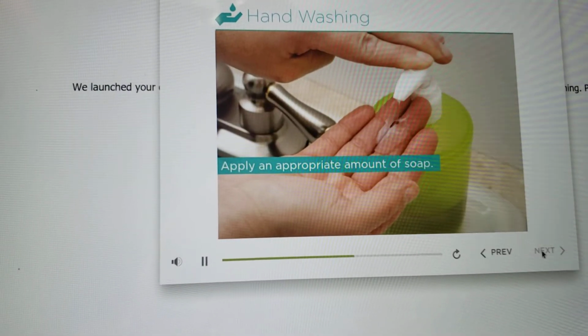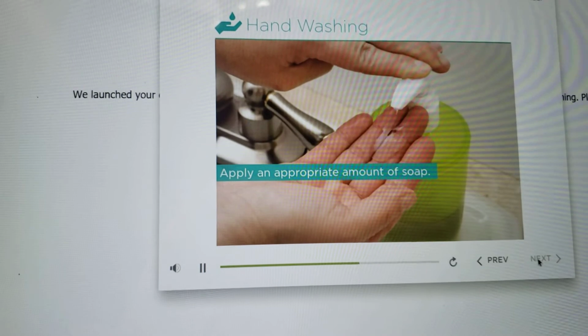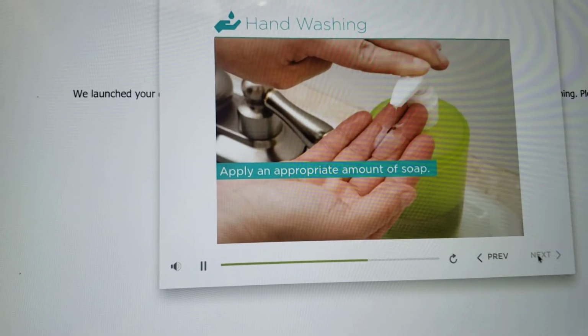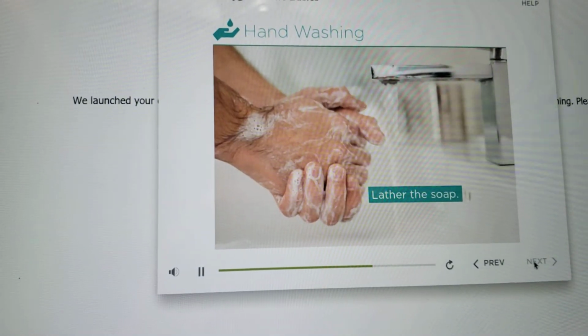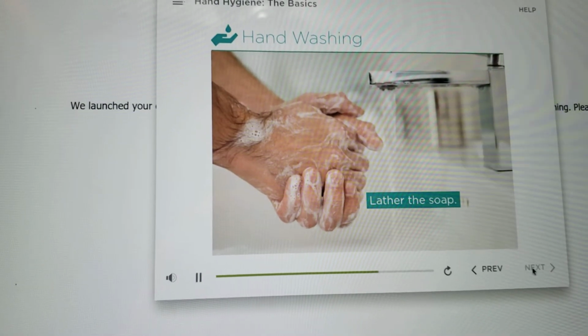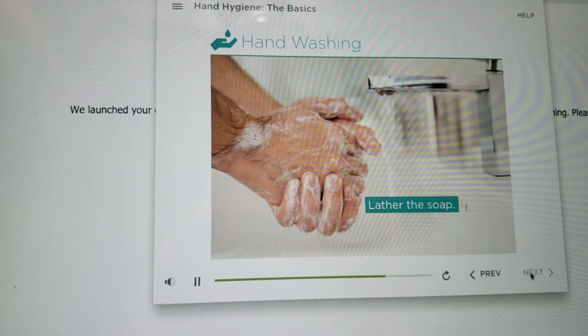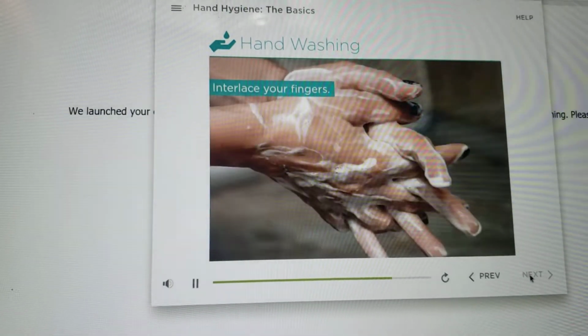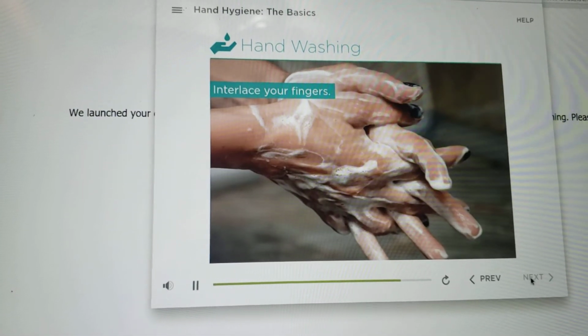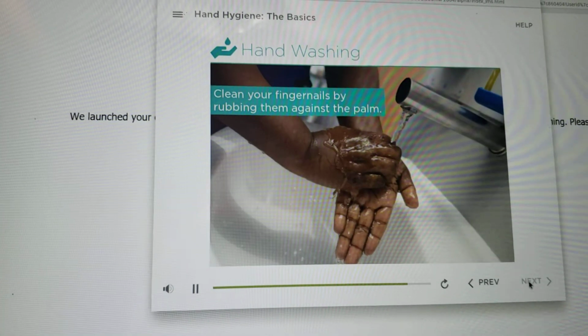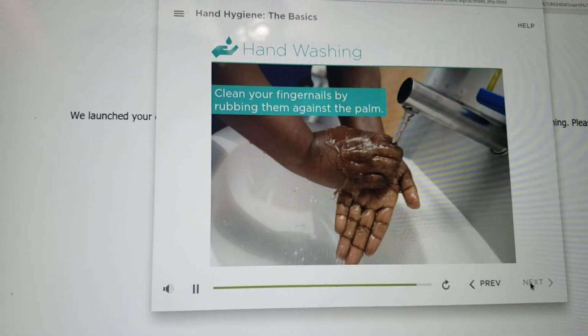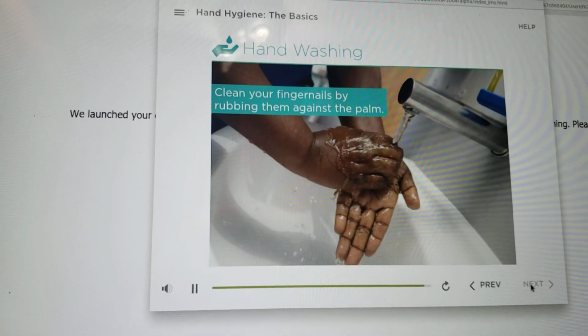Apply an appropriate amount of soap as recommended by the manufacturer to your hands. Lather the soap over the top and bottoms of your hands, fingers, and wrists using quick motions. Interlace your fingers to clean between them. Clean your fingernails by rubbing them against the palm of your other hand to force soap under the nails.